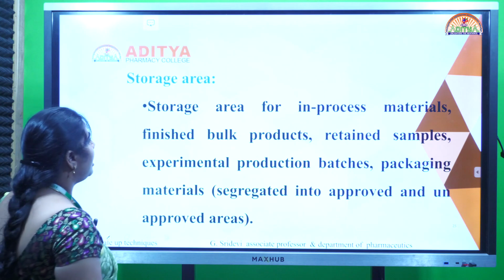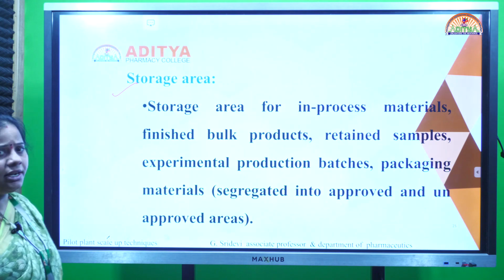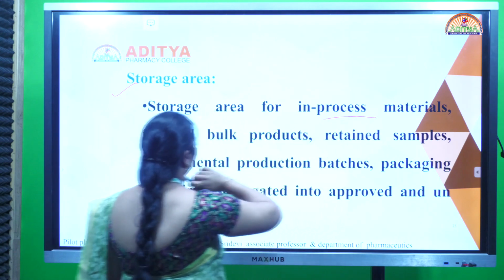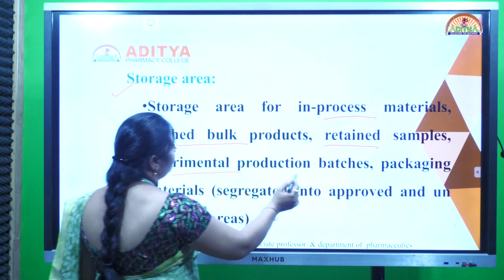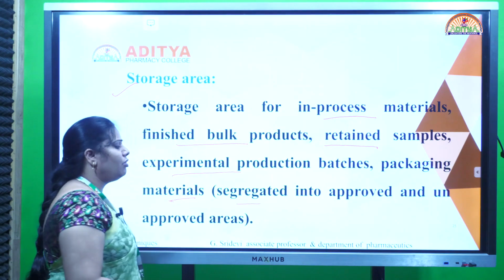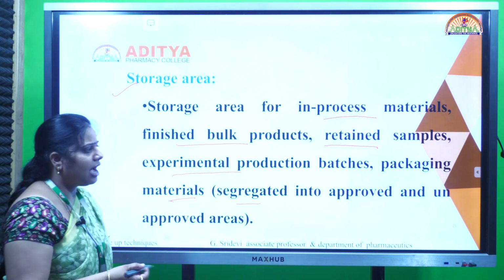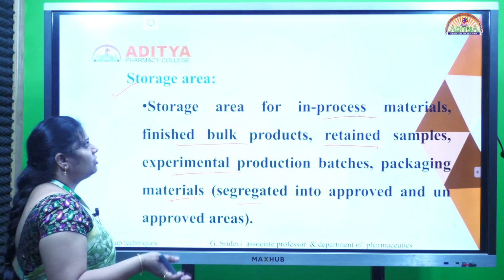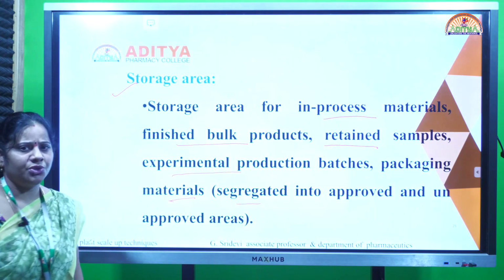Next one is the storage area. In the storage area, they store different types of things. First, the in-process materials, finished bulk products, retained samples, experimental production batches, and packaging materials, segregated. Segregation means they are going to do the final inspection of the samples. They collect the samples and analyze them at different time intervals. For that purpose, for different types of materials, different types of storage areas should be available.